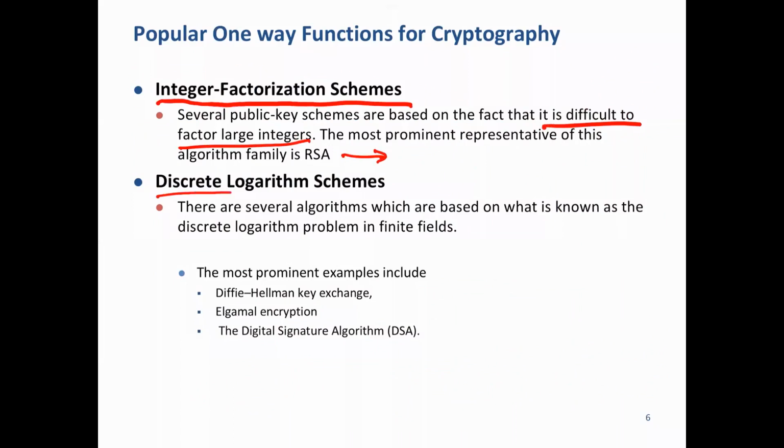The second one is the discrete logarithmic scheme, and again it is computationally a one-way function. Finding the log of some numbers in a finite field is extremely complex. A lot of other algorithms are based on this, such as Diffie-Hellman and ElGamal, and then we'll study digital signatures.